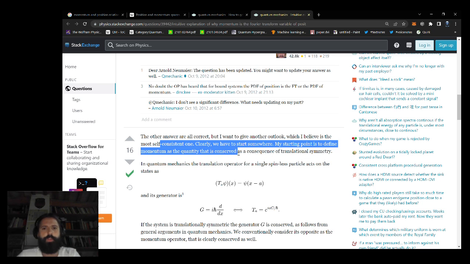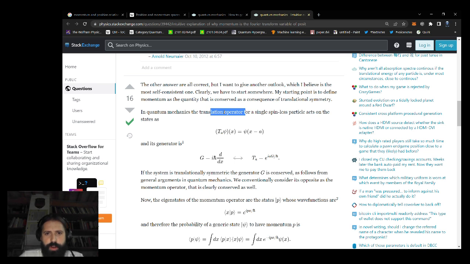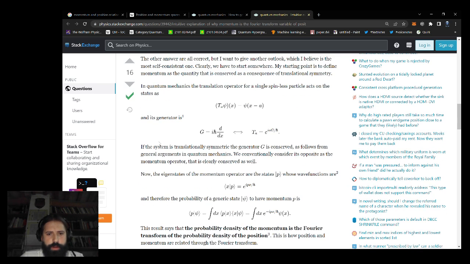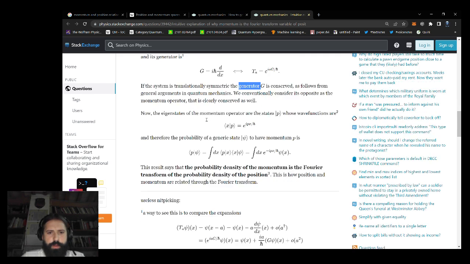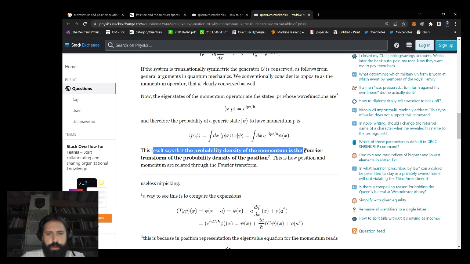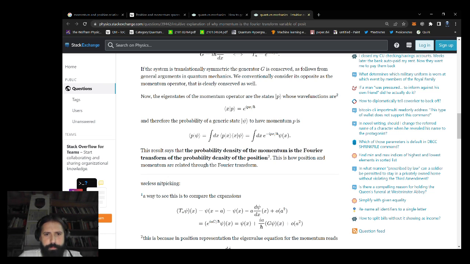Quantity that is conserved as a consequence of translation symmetry. Translation operator. This is too much. I don't know what the generator is. The probability density of the momentum is the Fourier transform of the probability density of the position.